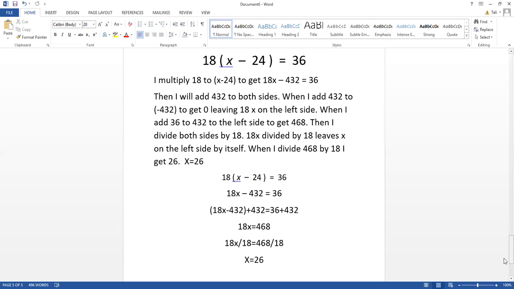Then I need to divide both sides by 18. 18 divided by 18 leaves x, because 18 divided into 18 is 1. Then I would divide 18 into 468, and I would get 26. X equals 26.